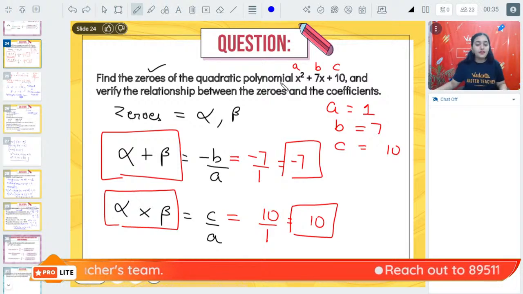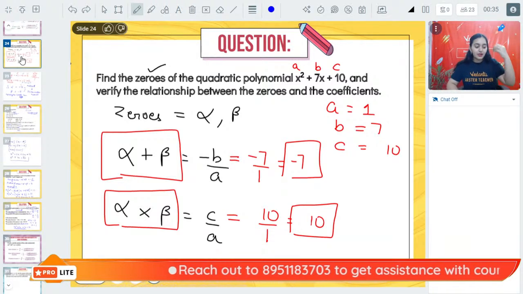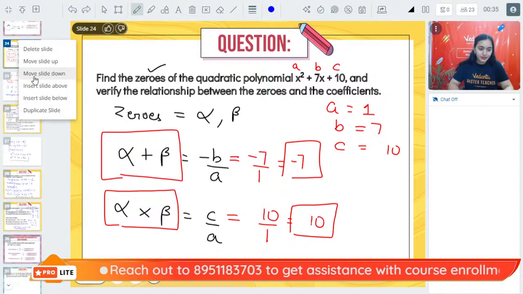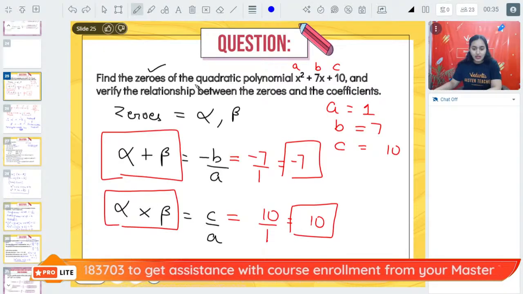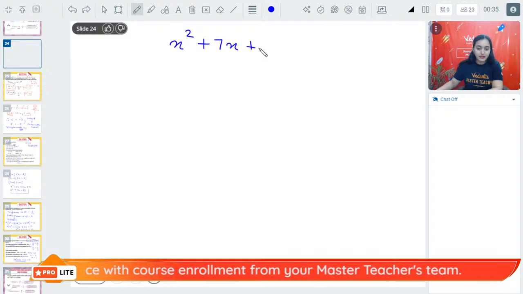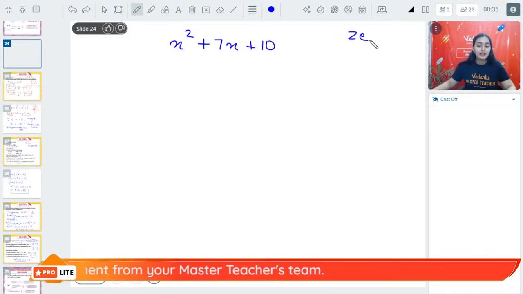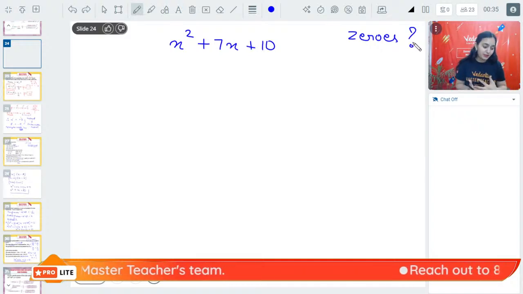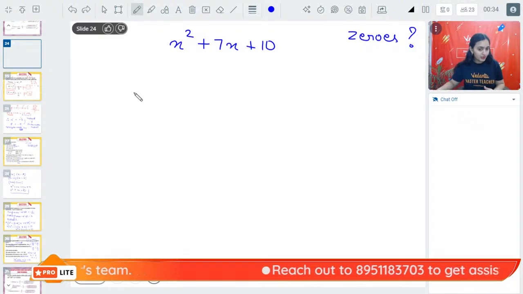Find the zeros of the quadratic polynomial and verify the relationship between the zeros and the coefficient. So I'm explaining it with another method. Now our equation is, Michelle, x square plus 7x plus 10. So the first part of the question is, what are the zeros of the polynomial? Okay, I'm explaining it with a different method.